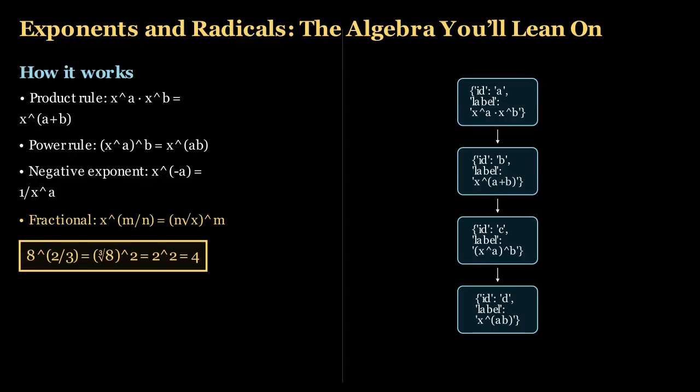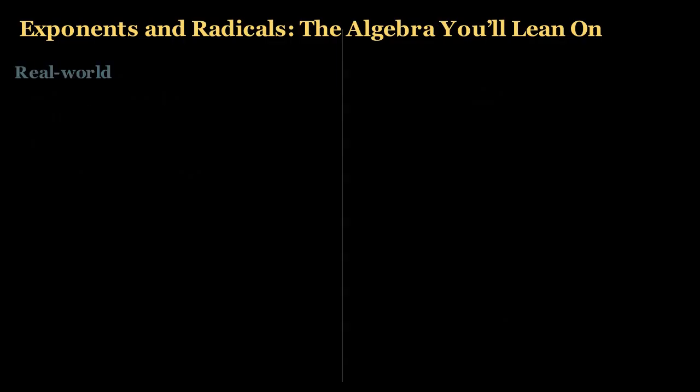Let's simplify 8x cubed, all raised to the 2/3 power. This is exactly the kind of expression you'll meet in calculus when taking derivatives. First, use the power of a product rule. The exponent 2/3 applies to both the 8 and the x cubed. So we get 8 to the 2/3 times x cubed to the 2/3. Now 8 to the 2/3, the denominator 3 means take the cube root of 8, which is 2, because 2 times 2 times 2 is 8. Then the numerator 2 means square that result, giving 4.